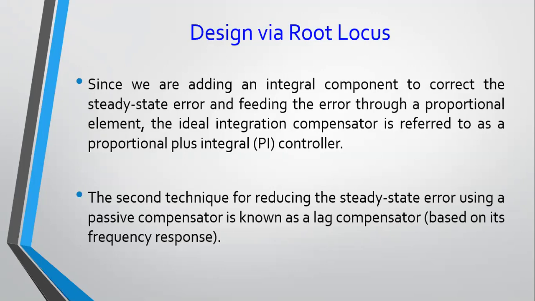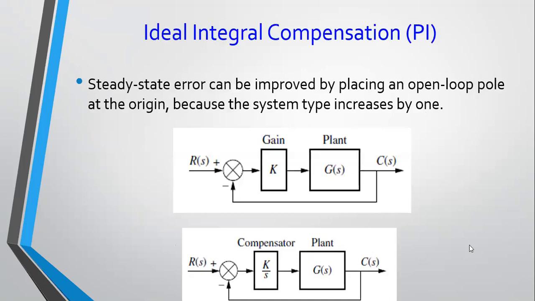So the first type of controller we look at is a PI controller. We're adding an integral part through the pole at the origin, so we call it a proportional plus integral controller, because we of course have a gain part. The P part is a gain part, and the I part here is integral, which is actually the pole at the origin. We'll look at the lag compensator later, which is another method that can be used to deal with steady state error. Let's first look at the ideal integral compensator, which is a PI controller.